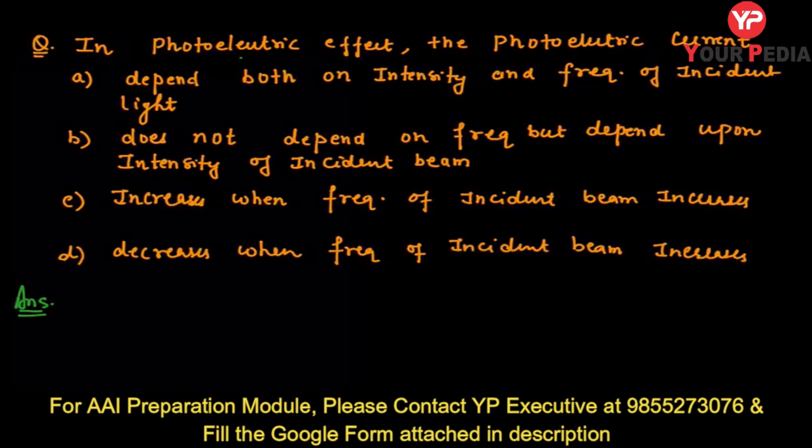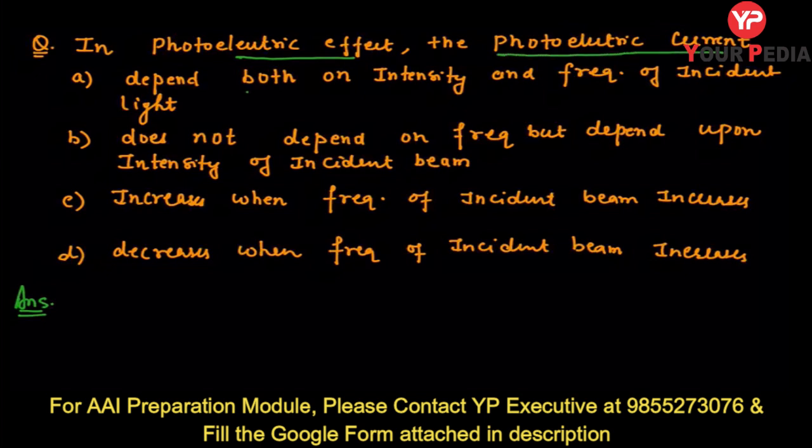Now this is one question. In the photoelectric effect, listen carefully. The photoelectric current, which I just discussed, is the current because of the electrons emitted by light falling on the metal surface. More electrons emitted, more current. I summarized this in the last slide. First option: depends on both intensity and frequency of incident light. Second: does not depend on frequency but depends upon intensity of incident light. Third: increases when frequency of incident beam increases. Fourth: decreases when frequency of incident beam increases.